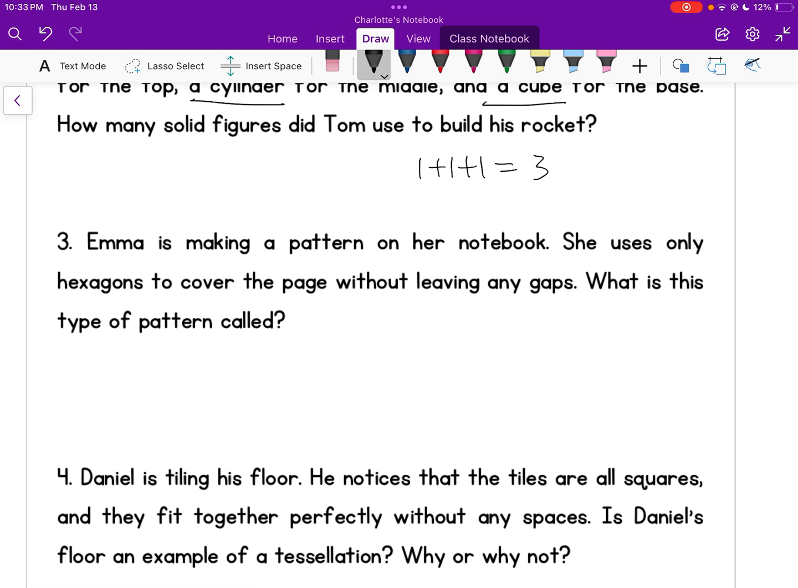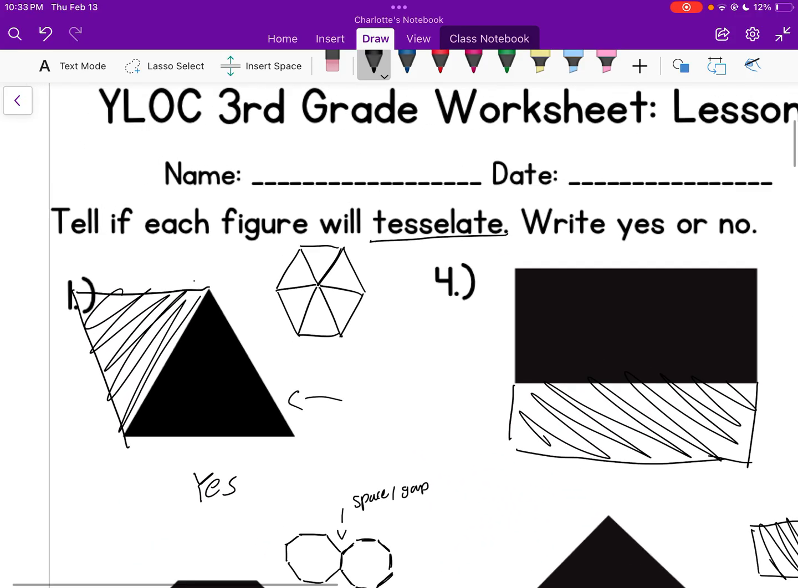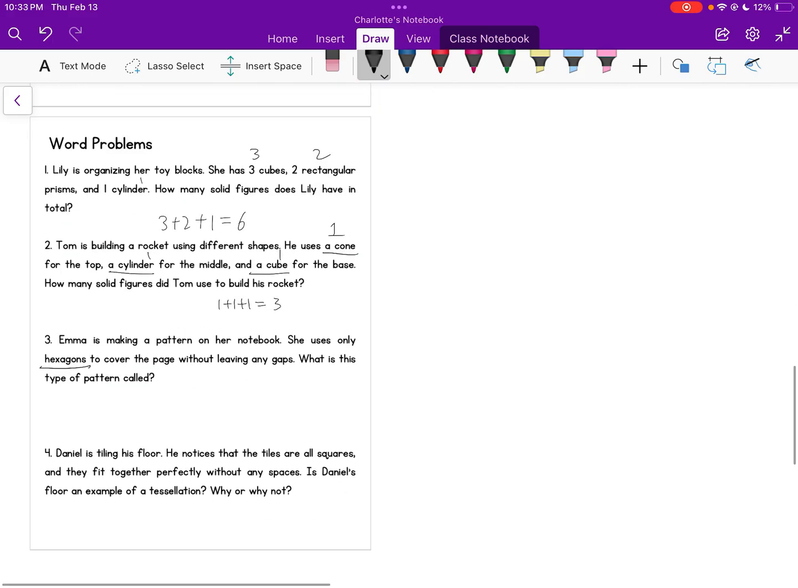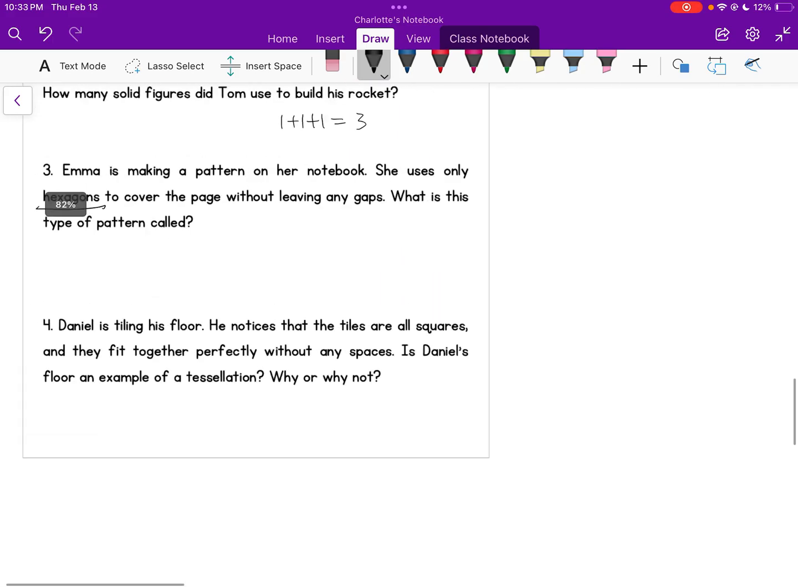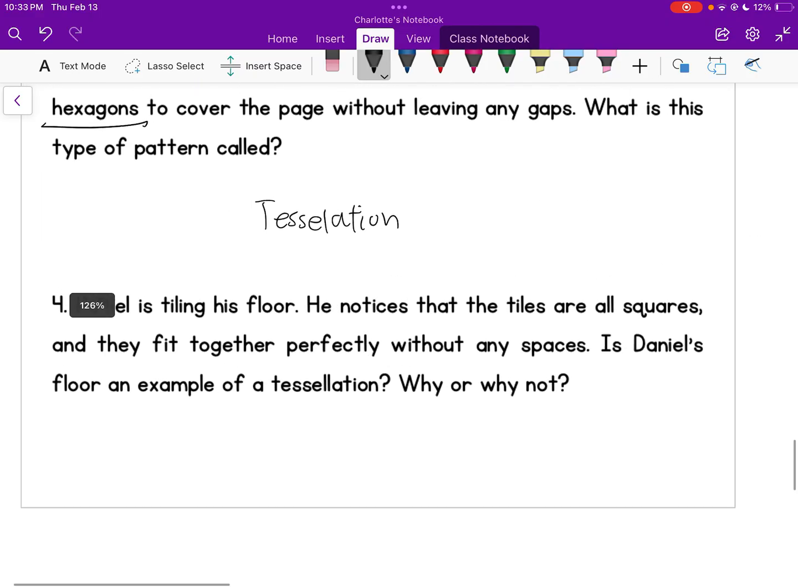So 3. And number 3 is Emma is making a pattern on her notebook. She uses only hexagons to cover the page without leaving any gaps. What is this type of pattern called? So she's only using the hexagons to cover the page. And remember what we did for section 1? We were finding if each figure tessellates. So what we call this is tessellation.